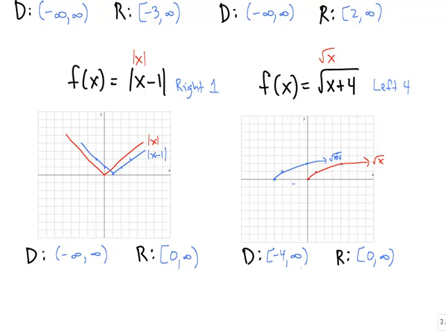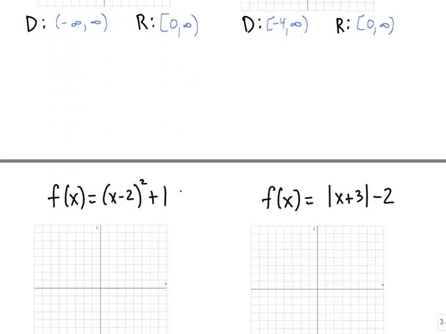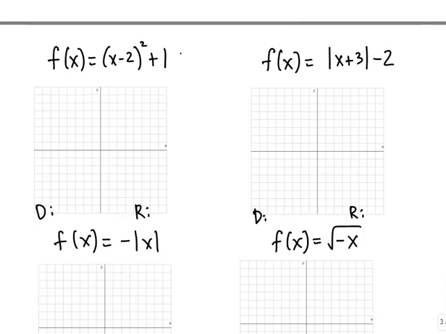Okay? On the next few examples, we're going to mix a lot of our transformations together. So we're going to have more than one transformation going on at a time. So on this first example, we have parentheses x minus 2 squared plus 1. So first thing you want to identify is what is the base graph that we're starting with. And because of that square, I'm starting with an x squared graph, which has a vertex at the origin.